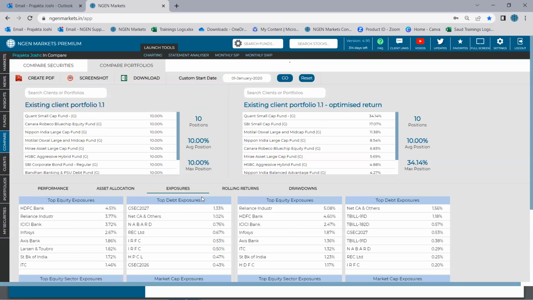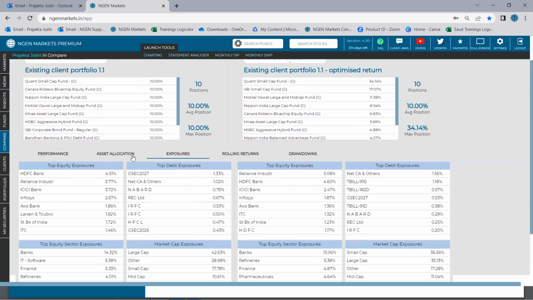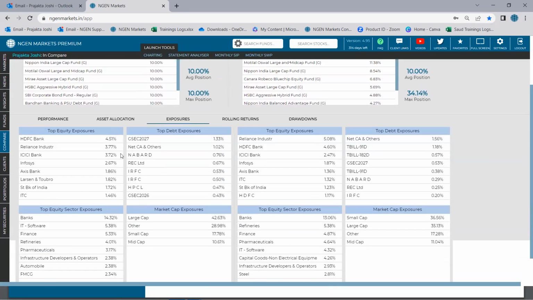Next, we have the exposures. So similar to what we saw in asset allocation, this is typically given in a tabulated manner, wherein you can see security-wise which was the highest allocated security in the portfolio. So in this case, it is HDFC Bank. On the other hand, in this particular optimized portfolio, it's Reliance Industries to an extent of 5.08%.